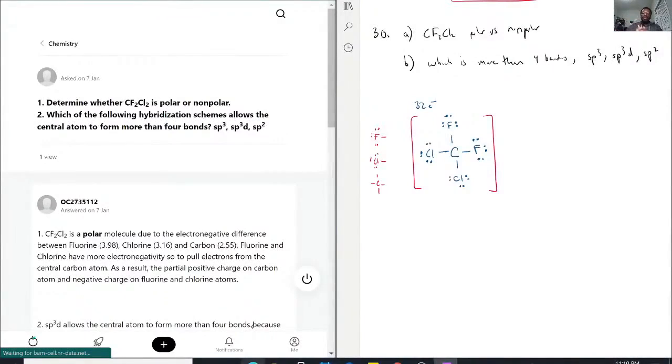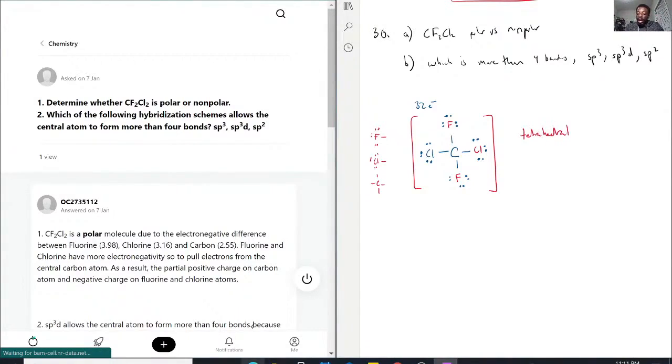Now, to know if this is polar or non-polar, it would be best to draw this as its molecular geometry. Because what if I drew this like this? Now, you could argue that, wait a minute, the fluorines are pulling evenly and the chlorines are pulling evenly, so this will cancel out, which is why you need your molecular geometry. So this shape is known as tetrahedral.